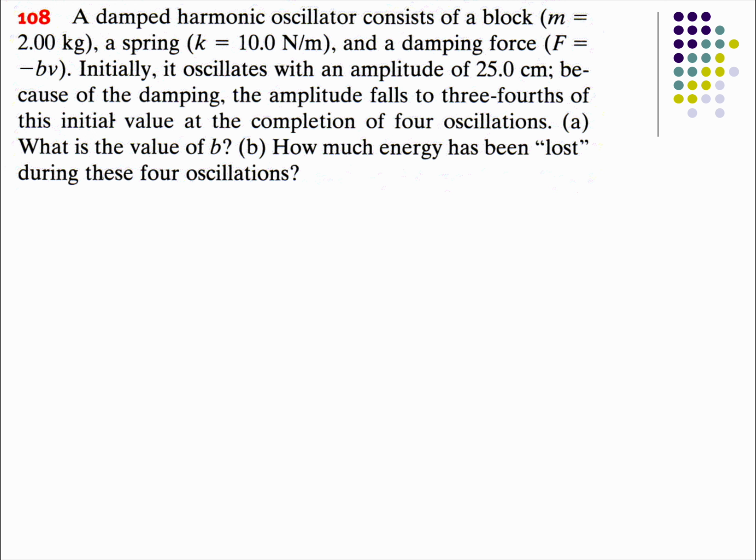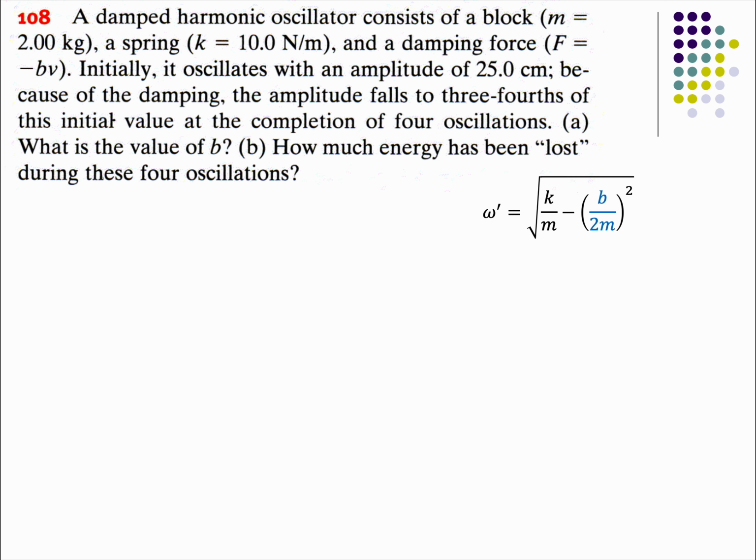108, we've got a damped harmonic oscillator consisting of a block and a spring and a damping force. Initially, it oscillates with an amplitude of 25 centimeters. Because of the damping, the amplitude falls to 3/4 of this initial value at the completion of 4 oscillations. A, what's the value of b? And then B, how much energy has been lost during these 4 oscillations?